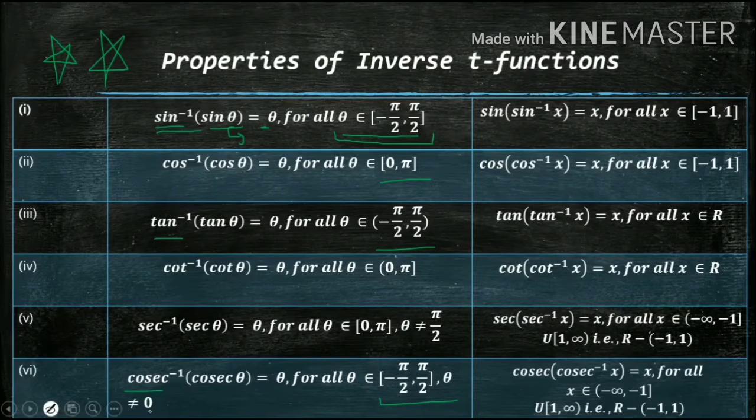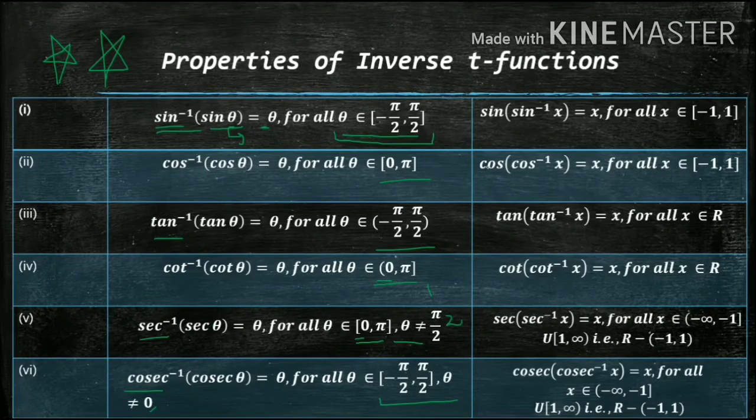Just two differences over here. First, in the cot case, we do not include 0. Second, for the sec, here we include 0. Rest is the same: 0 comma pi by 2 not equal to pi by 0 comma pi not equal to pi by 2. Rest is the same. You need to just remember these two differences: 0 is not included in cot inverse and 0 is included in sec. This is just the difference.